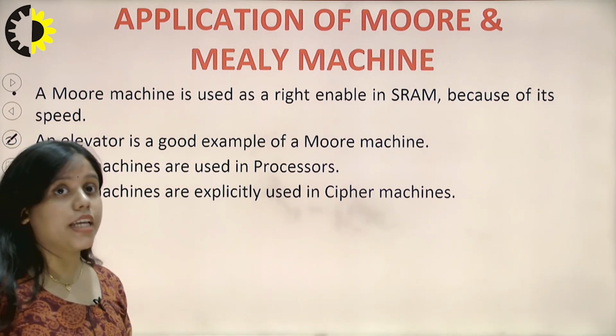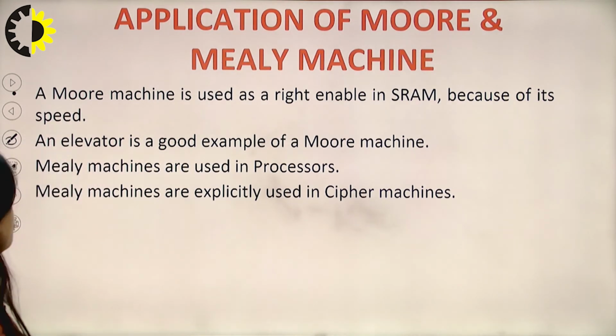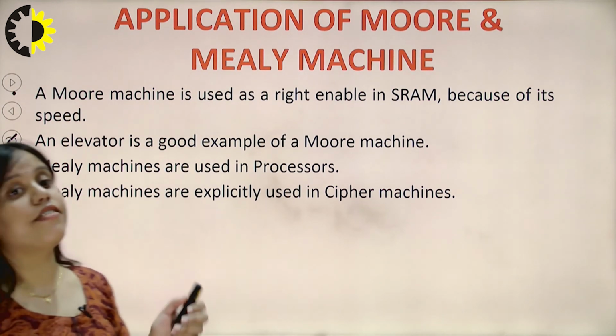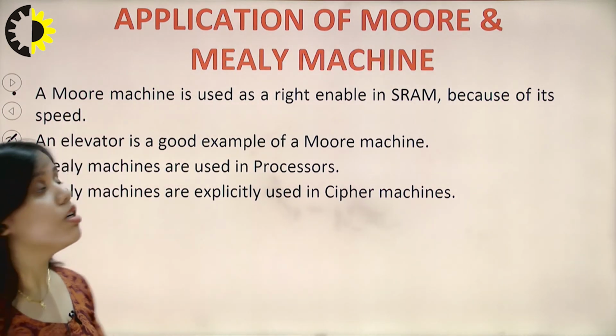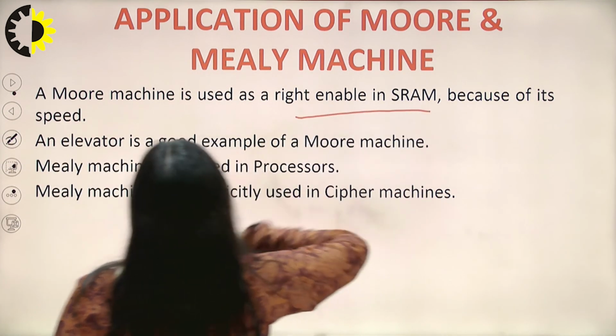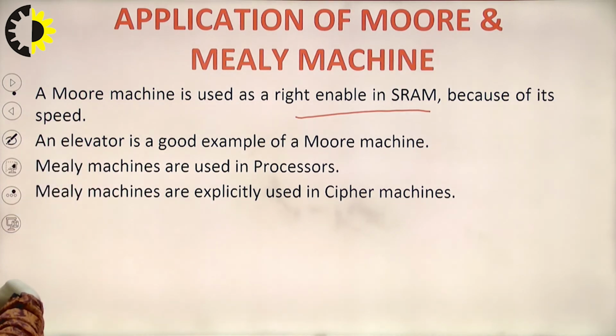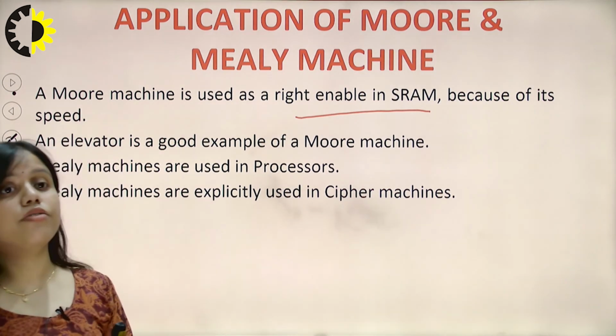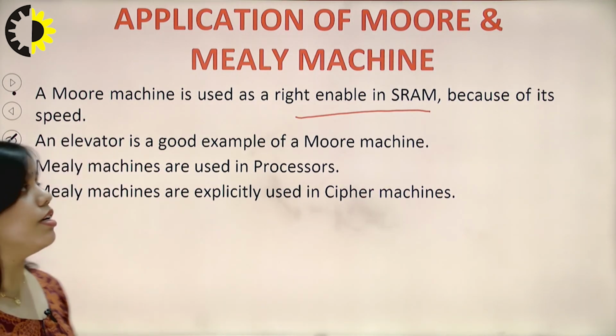Now, what are the applications of Moore and Mealy machines? A Moore machine is used as a write enable in SRAM because of its speed. Moore machine means every state has its own output. So how can we say it is used as a write enable in SRAM? Whatever the RAM works upon, the state of it will react accordingly.